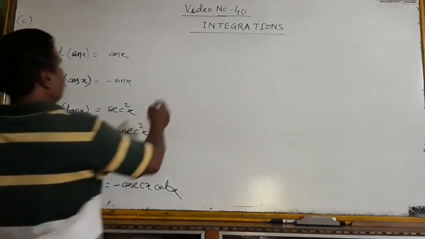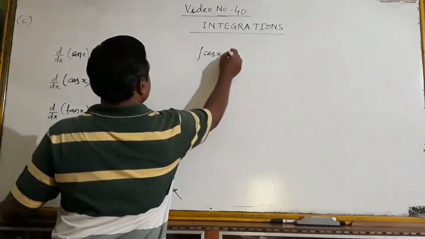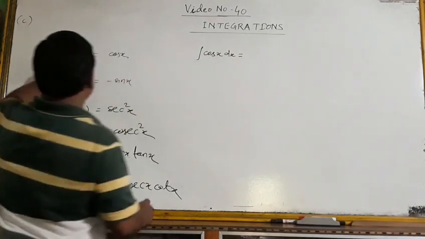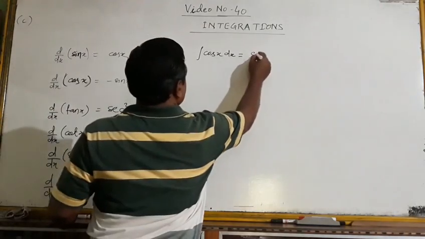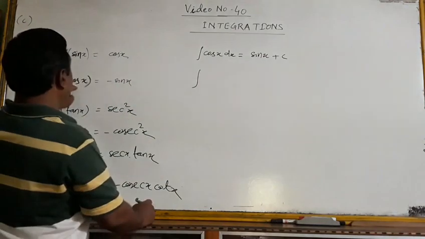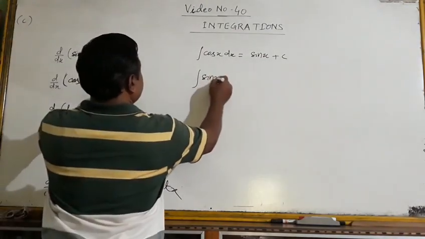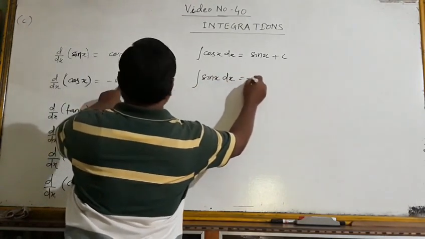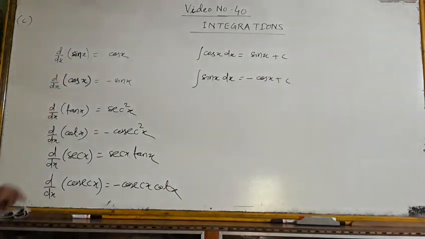Now I will write what? Integration of cos x. What is it? The derivative of sin x is cos x, so integration of cos x is sin x plus c. The derivative of cos x is minus sin x, so integration of sin x is equal to minus cos x. I am taking this minus sign to this place.